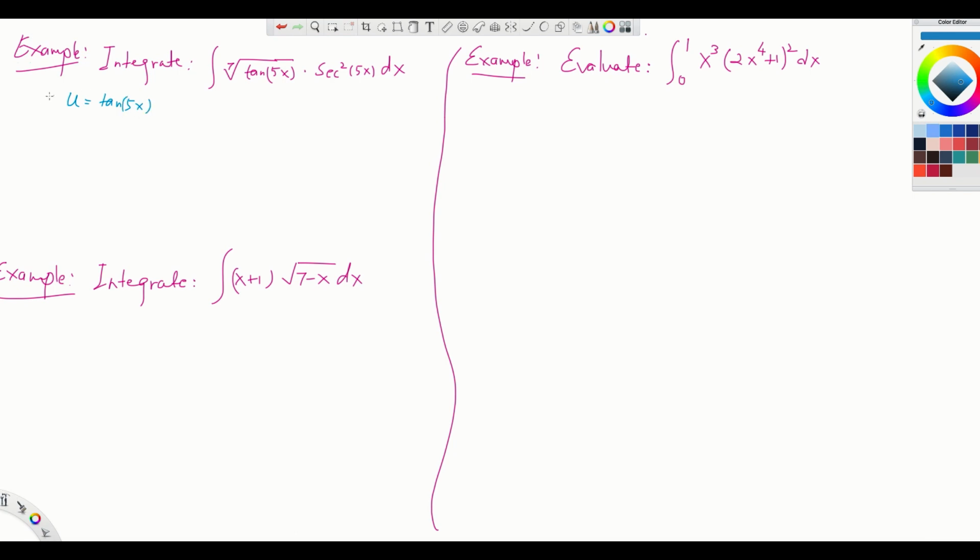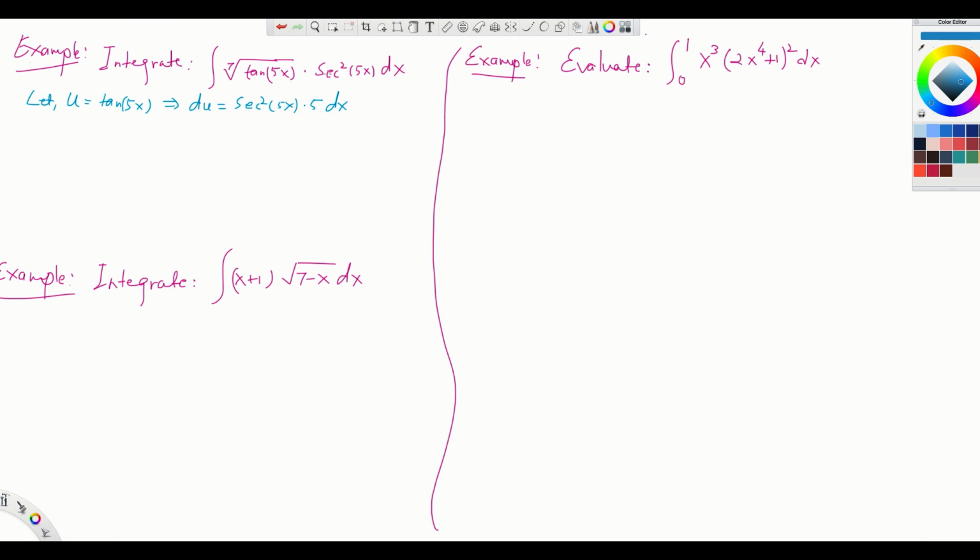Now we need to find du, right? So what will be du? Du will be the derivative of that and then times dx, right? This is like tangent of u, kind of. Do you remember the chain rule? So what will be the derivative? It will be secant squared of 5x, and then times that 5, right? And then there is dx. So it is f prime times dx, that is dy, right? So u equals tangent 5x, so du is secant squared 5x times 5 and then dx, right?